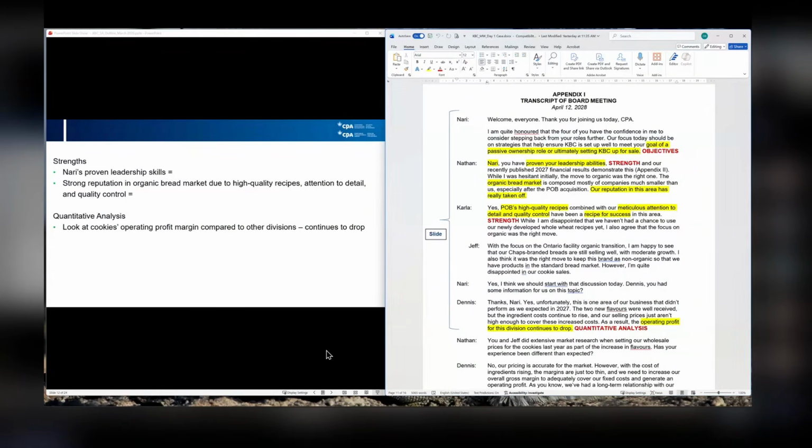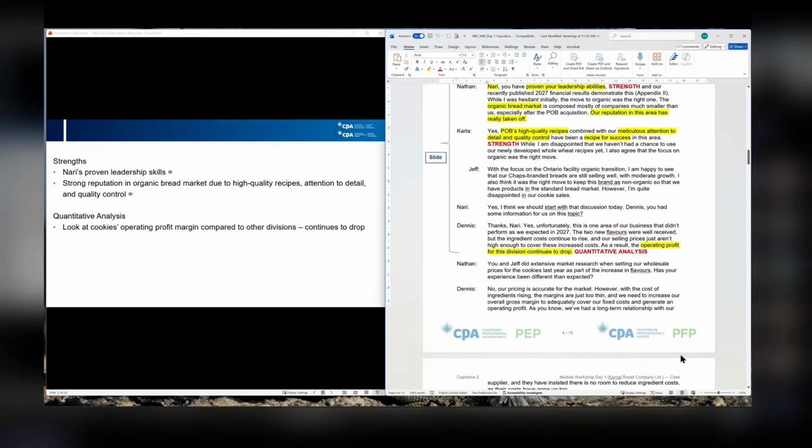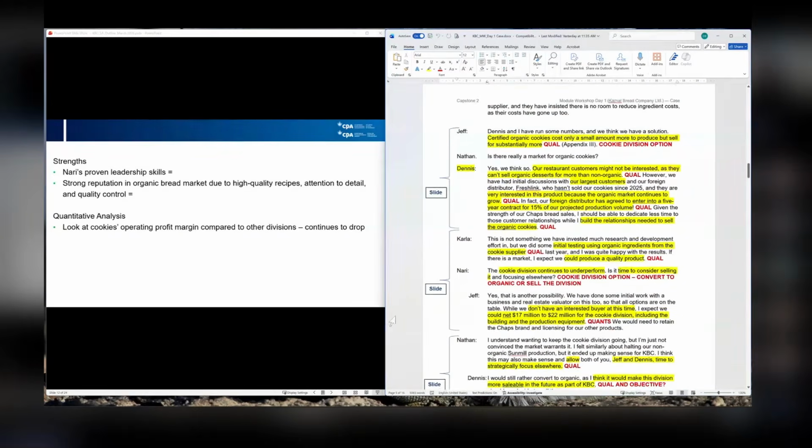What are some of the strengths? Well, Narni has proven leadership skills. Karnat has a strong reputation in the organic bread market due to high quality recipes, attention to detail, and quality control. And it also highlights that the cookies division's operating profit margin is lower. It continues to drop. So again, that's another trigger that I need to calculate and compare to the other divisions when I perform the quantitative analysis, a part of my situational analysis.